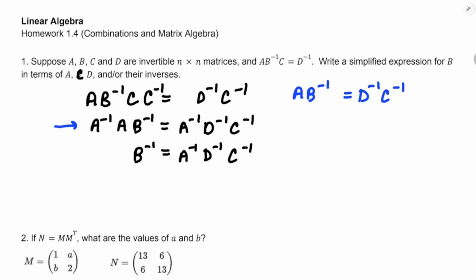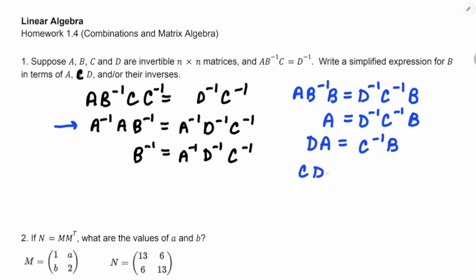Then I'm going to want to introduce a regular B that I can solve for more directly by multiplying both sides on the right by B. So then I'll have A equals D inverse C inverse B. Then, if I want to get at B, I'm going to multiply on the left by D, and then I'm going to multiply on the left by C. Okay, there we go. All right, so we see C, D, A.